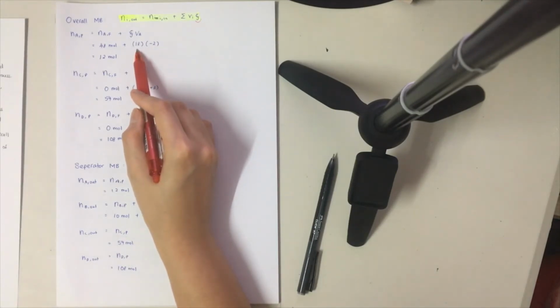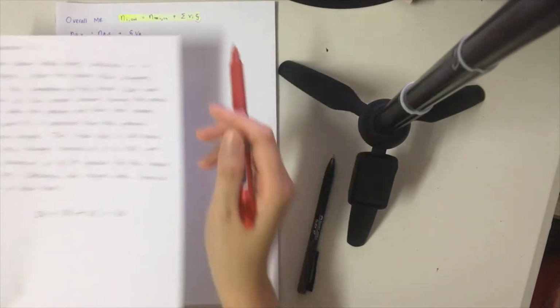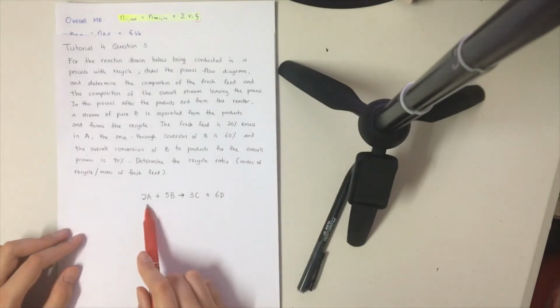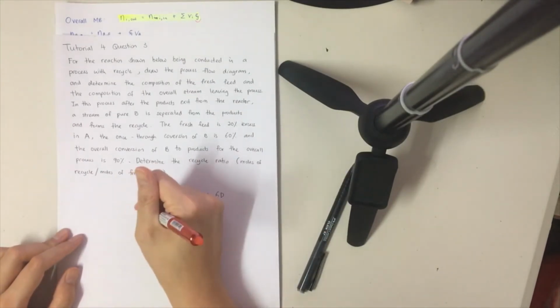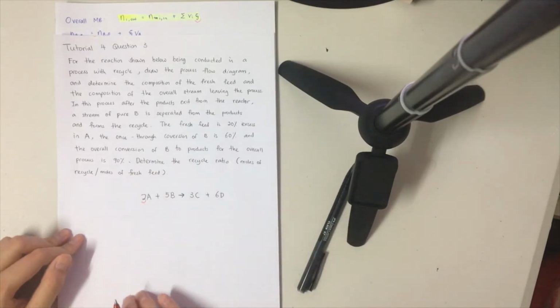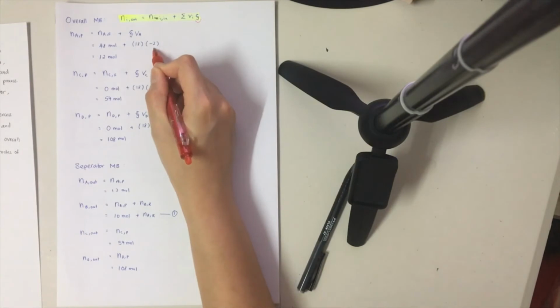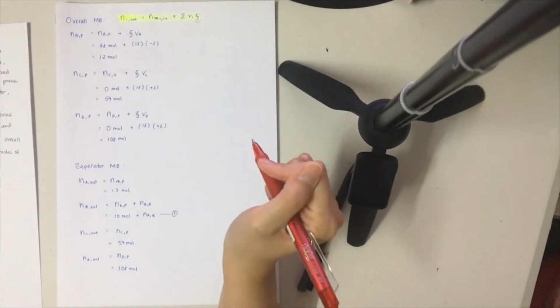Based on the equation here, A is on the left hand side and the constant here is 2. So the stoichiometric constant is -2. You should get 12 moles.